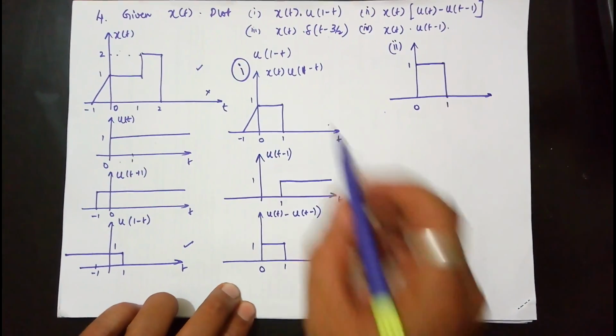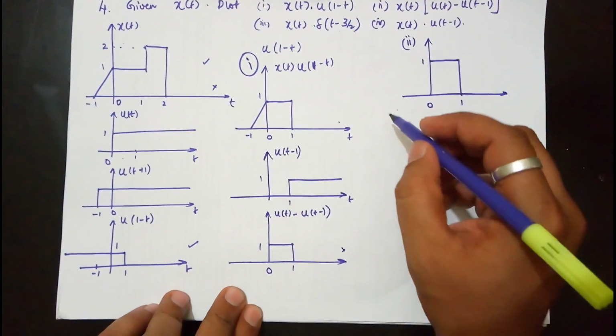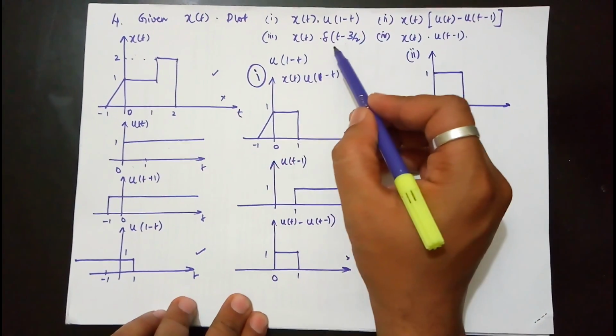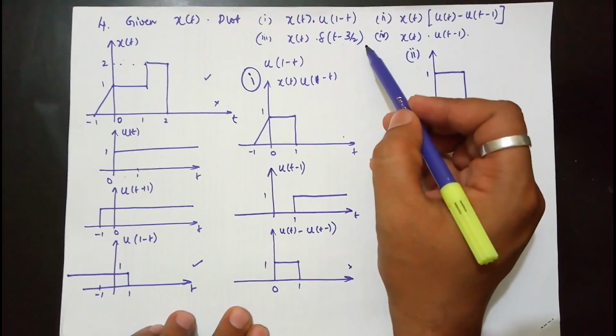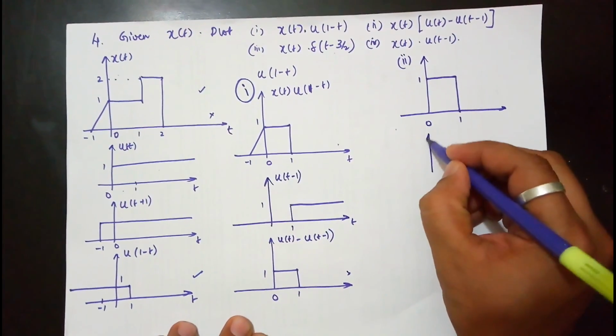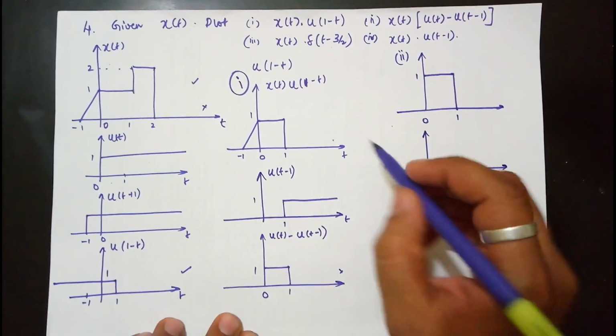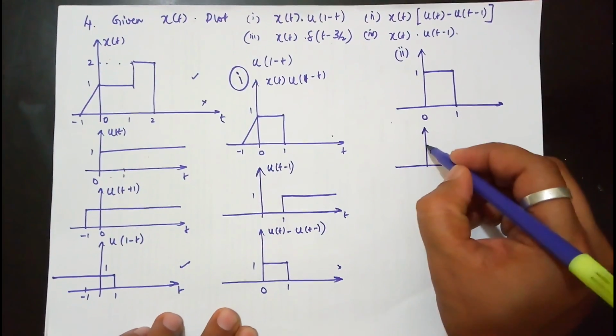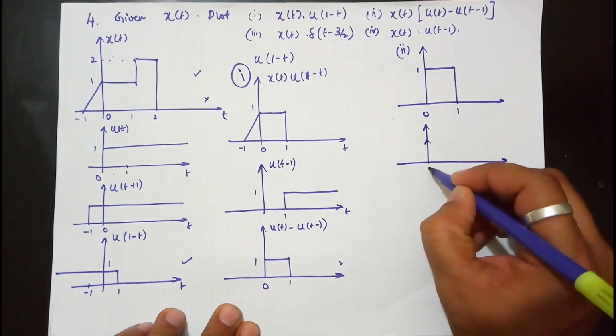Now the third one is, you are multiplying x of t with delta of t minus 3 by 2. Now what is delta of t minus 3 by 2? Delta of t is a unit impulse function which has its value only at t equal to 0.